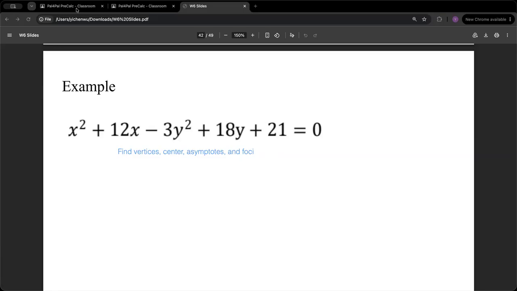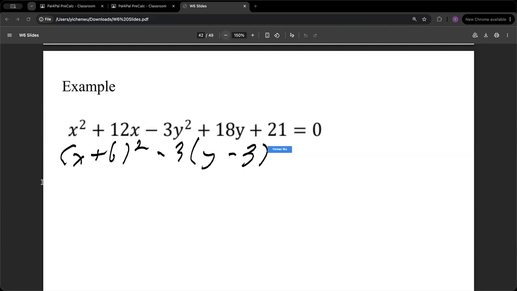I'm going to go over this now. We can first complete the square to get x plus 6 squared minus 3 times y minus 3 squared equals negative 12. That's because I have a plus 36 here and a minus 27 here.